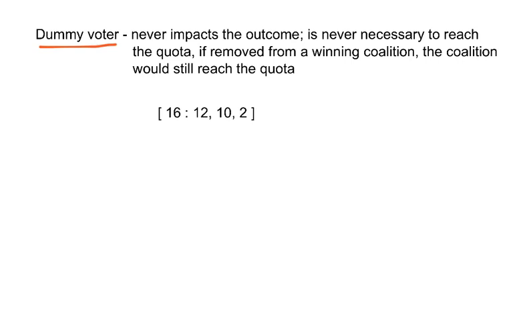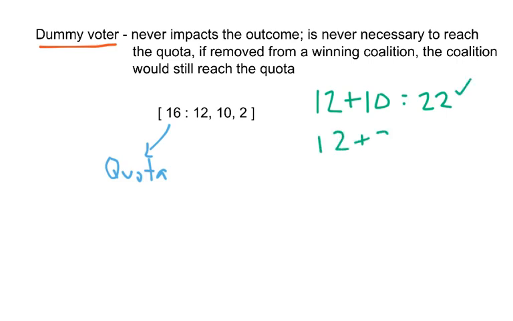First, we'll examine this voting system. We can see that the quota is 16. Now we're looking for dummy voters, somebody that could never impact the outcome. Well, if we're going to reach the quota and we start looking at coalitions that could make it, well, 12 plus 10 would reach the quota. That would be 22. And 12 plus 2, that would not reach the quota. So the 2 voter had no impact there.